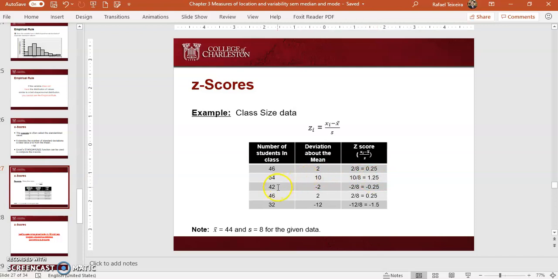And we also have classes that are below the mean. Let's take a look at this one, 32. If I take 32 minus the mean of 44, I have negative 12. Negative 12 divided by the standard deviation of 8 gives us a z-score of negative 1.5, which means this class, in terms of standardized deviations, is 1.5 standard deviations below the mean because it's negative.